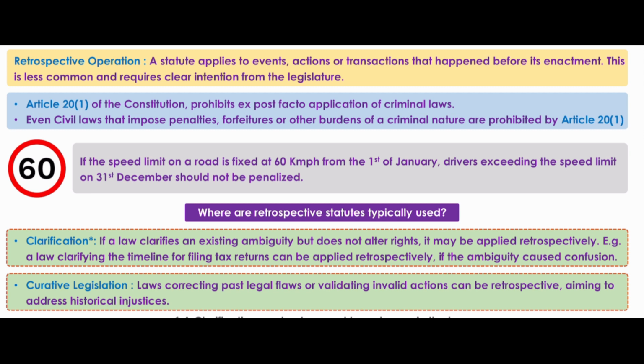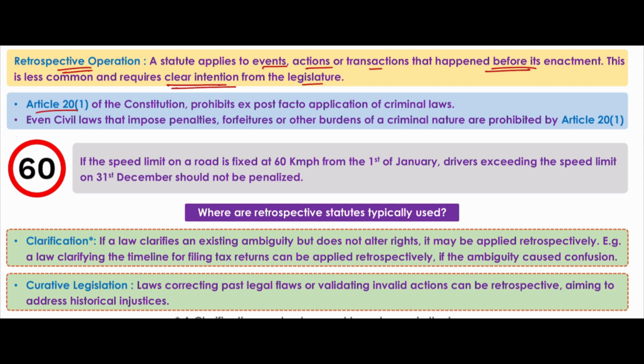So, prospective operation is the general rule, and statutes normally affect the events, actions and transactions that occur after the statute or the law has become effective. This ensures predictability and protects existing rights, which means that if people are expected to follow a law, then that law should be applicable at that time. Retrospective operation, where a law affects the events, actions or transactions that happened before the law or the statute came into effect, is less common, and it requires a clear intention from the legislature regarding the retrospective effect.